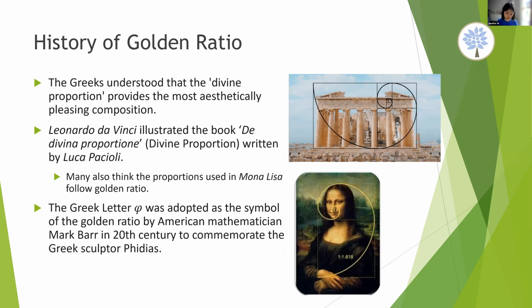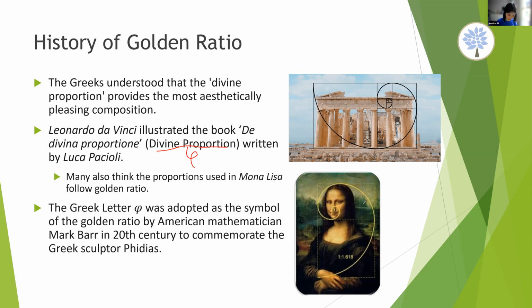Here is some history of the golden ratio. The Greeks understood that the divine proportion provides the most aesthetically pleasing composition, and constructed buildings that followed the form of the golden ratio. Leonardo da Vinci illustrated the book De Divina Proportione, translated to The Divine Proportion, which was written by Luca Pacioli. Many also think the proportions used in the Mona Lisa follow the golden ratio.